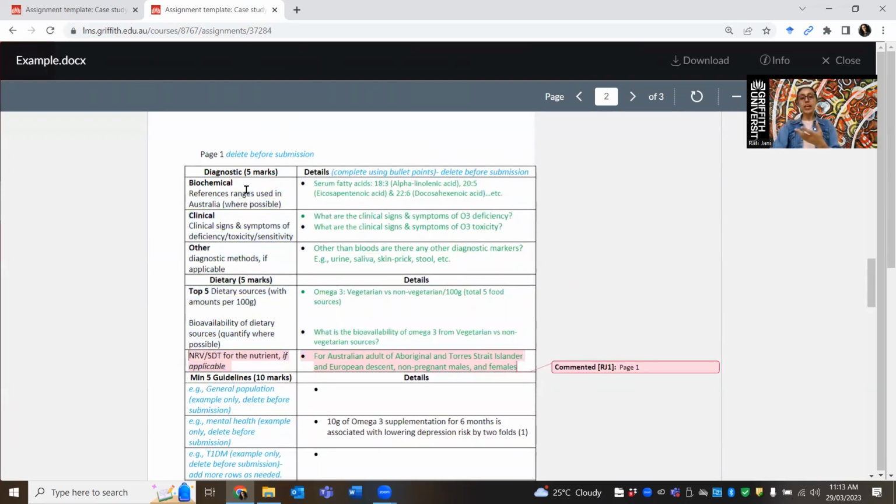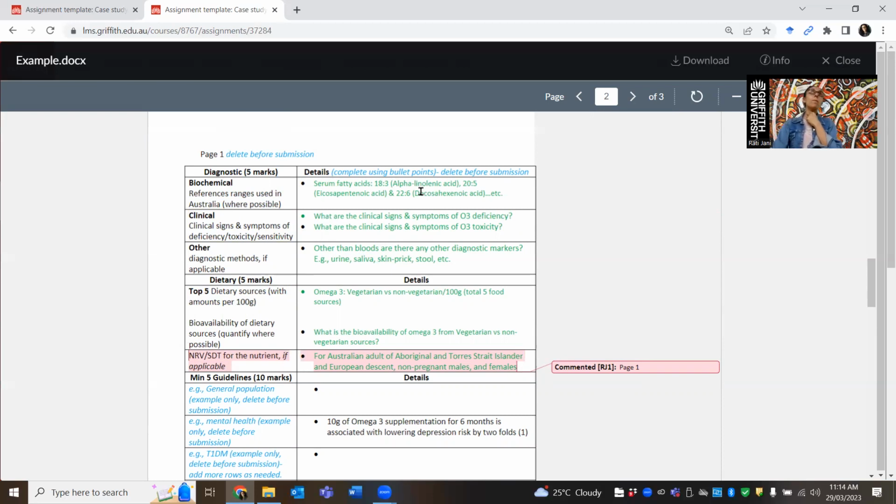All right. So biochemical over here. When you look at omega-3, are there any blood indicators to reflect your omega-3 levels? Yes, there are. There are serum fatty acid levels for alpha-linolenic acid, eicosapentaenoic acid, and docosahexaenoic acid. Where did I get this information from? I couldn't find this in a particular guideline or document or web resource such as PEN. I found this in the latest research articles.